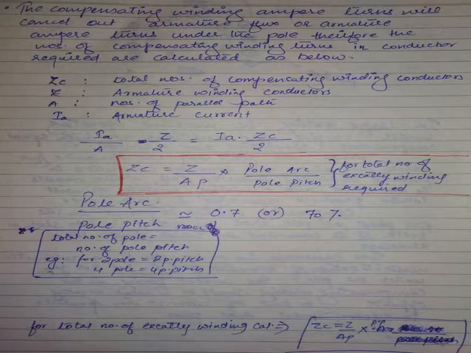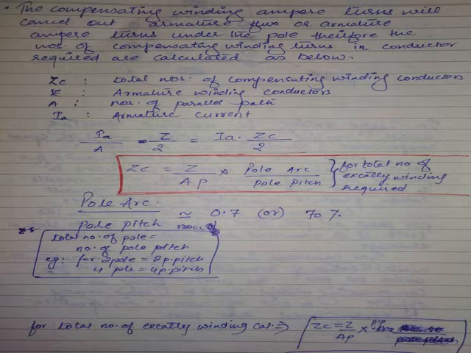Pole arc equal to pole pitch means you have to design the machine in such a way that this pole will extend up to this point. This pole exactly touches this point. Yes or no? If you want to design pole arc equal to pole pitch, think, not practically, theoretically.